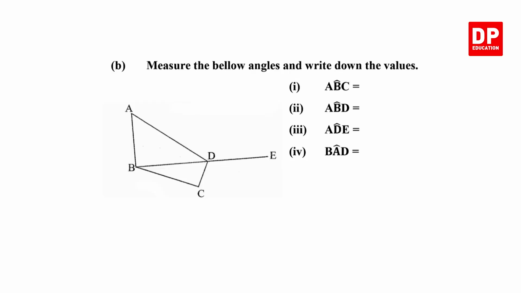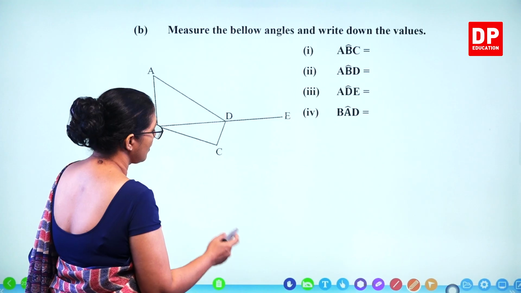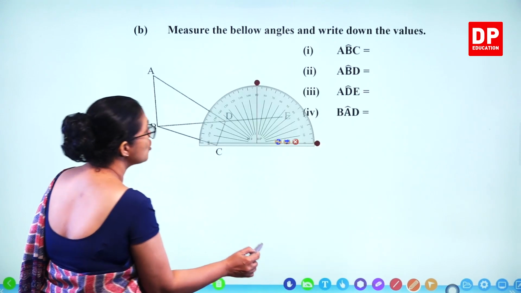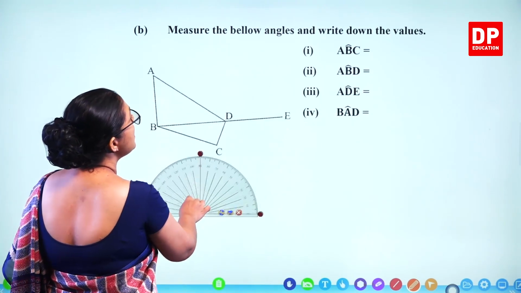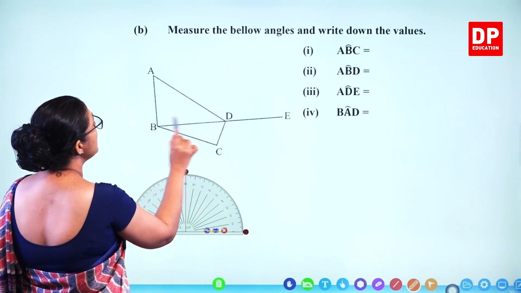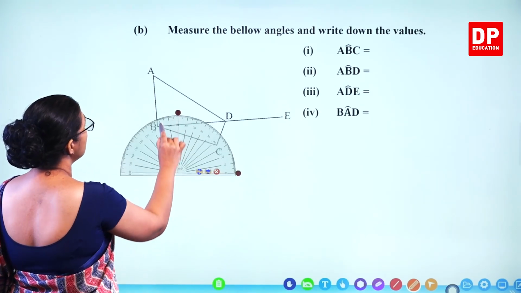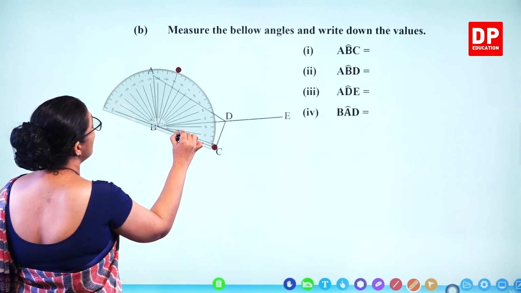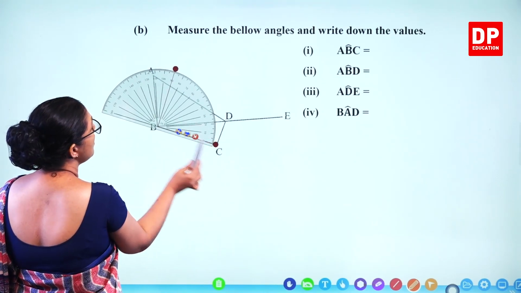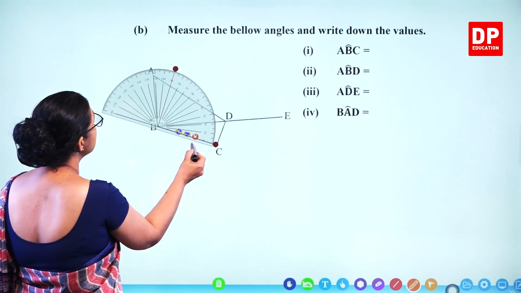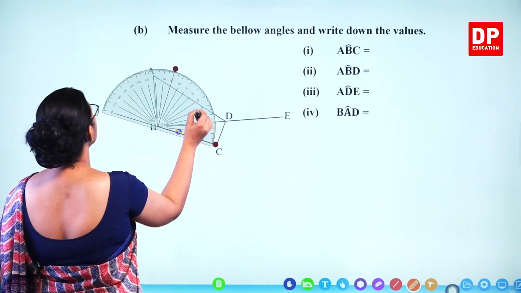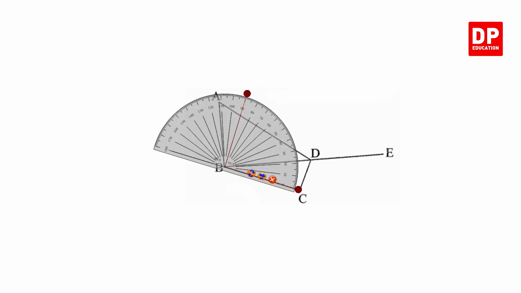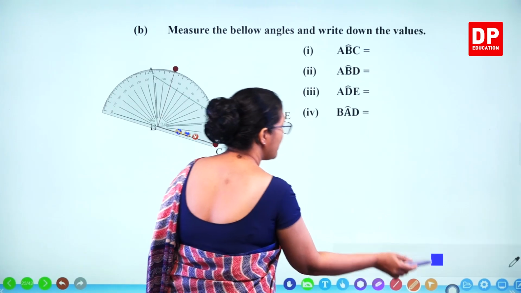Measure the below angles and write down the values. Let's take the protractor and measure. ABC angle. So this angle we have to measure. We have to keep on the BC line and measure this angle. So this way. That's an obtuse angle, 112 degrees.